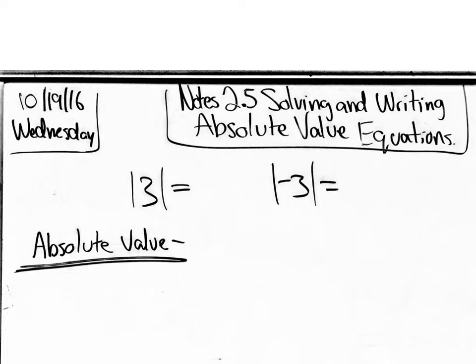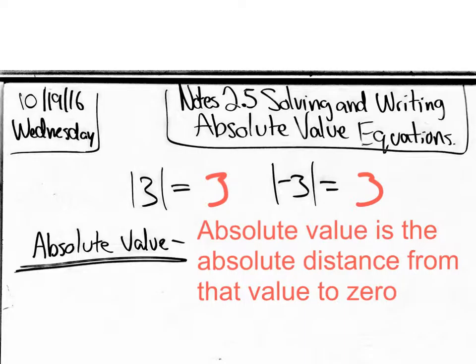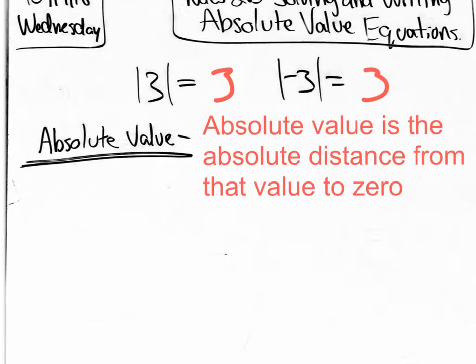So we should all know that the absolute value of 3 is 3, and the absolute value of negative 3 is also 3, because absolute value is the absolute distance from that value to 0. So to get a visual on that, we could draw a quick number line.